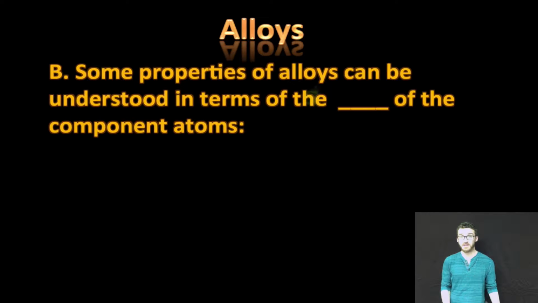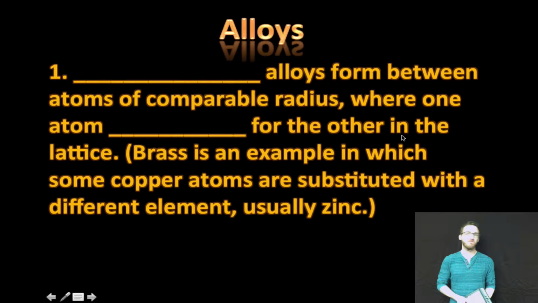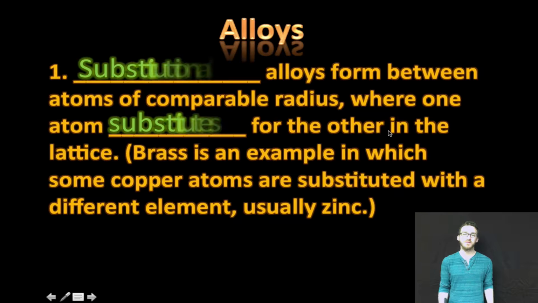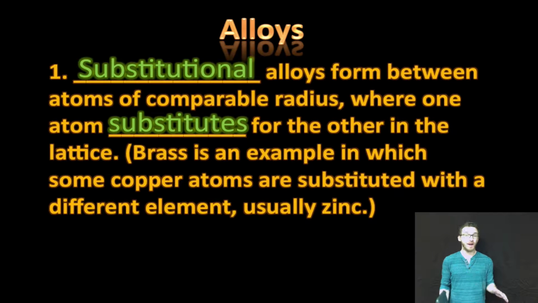Now, for this class, you're going to have to understand some properties of alloys in terms of the size of the component atoms that make up that alloy. So the first type of alloy that you want to be comfortable with is substitutional alloys. These types of alloys form between atoms of comparable size. The radii of those different atoms are approximately the same. Here, one atom just substitutes for the other in the lattice. And that's possible because they're about the same size.